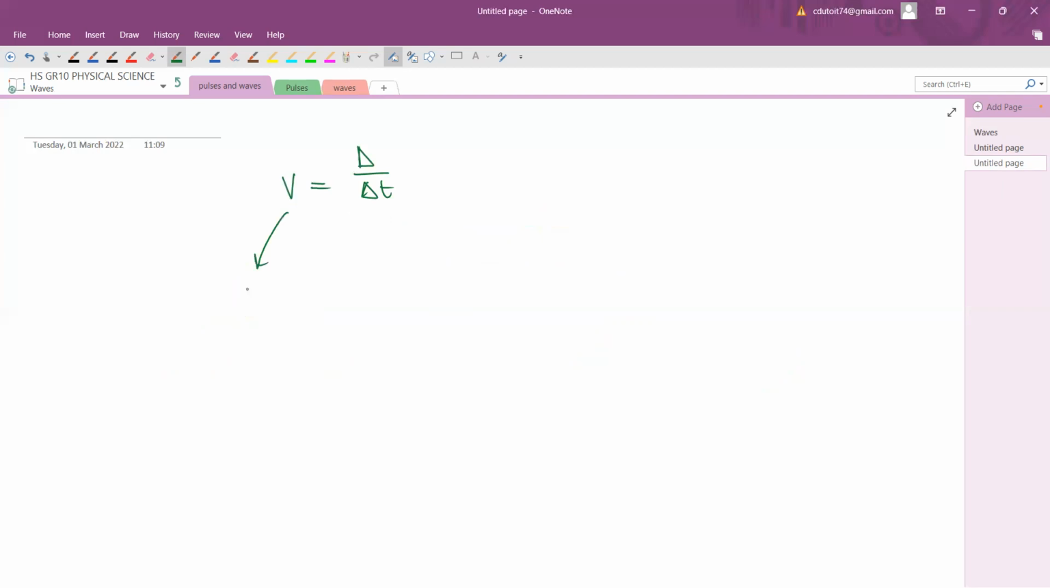v is velocity, and that is in meters per second, meters times seconds to the power of -1. And d is just distance, and that's in meters. And t is time in seconds. Write that down. Velocity is the speed of the wave, basically. So how fast is the wave moving?